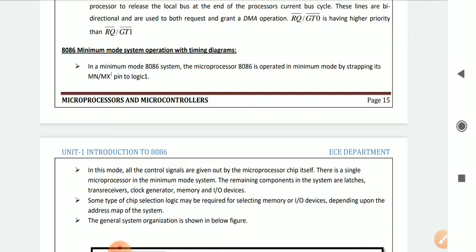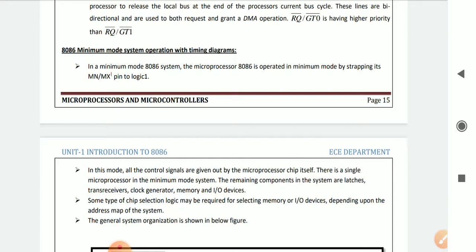The remaining components in the system are latches, transceiver, clock generators, memory and IO devices. Okay, so latches, transceiver, clock generator, memory, IO devices are always in the control of the single processor. Some type of chip selection logic may be required for selecting memory or IO devices depending upon the address map of the system. Okay, chip selection logic, there can be different concepts for selection of the chip. That is basically decoder or encoder functions used for chip selection logic. So there can be different logics for this.